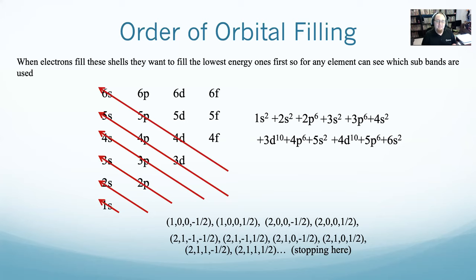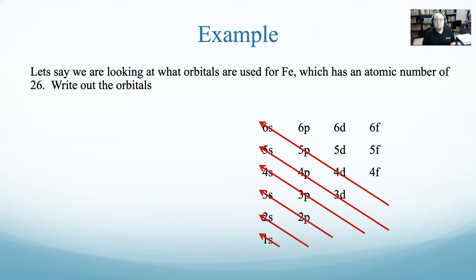And so the order of filling is like this. And you can use this to say exactly which orbitals are allowed in an element. Take iron, for example. Iron has atomic number 26. We can say exactly which subshells are used in iron in its ground state. In its excited state, it could be anything. But in its ground state, we can say exactly which subshells are used, because if iron has 26 electrons, we'll just add up 26 worth of subshells.